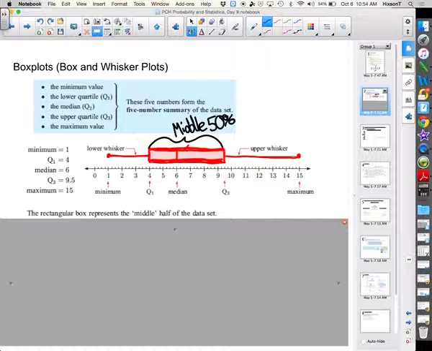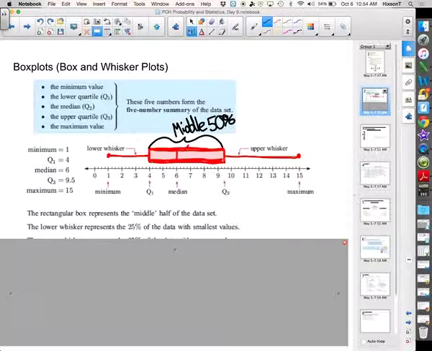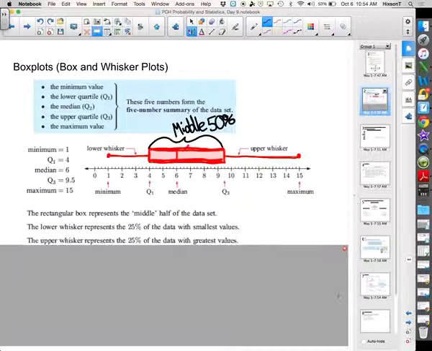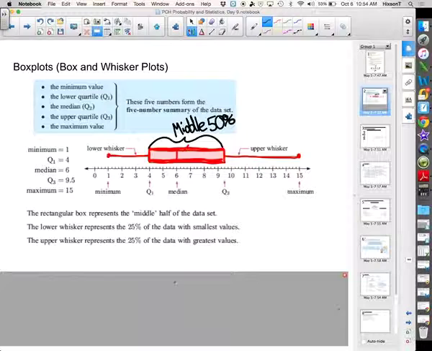If we wanted to look at a range where our data is kind of collected in, half of our data is in this smaller range here. Okay? The lower whisker is 25% of the data, but it's the bottom 25%. It's the lowest values. Okay? The upper whisker is the values that have the highest 25% of the values.